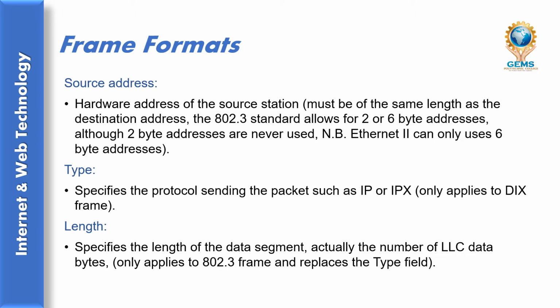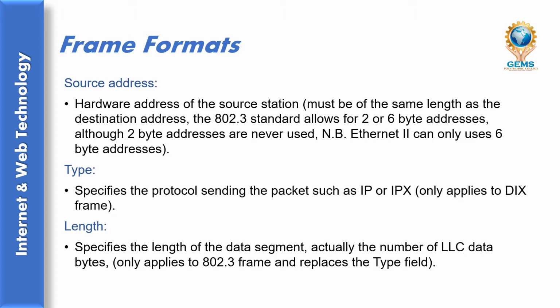Source address, that is also the hardware address of the source station. This must be the same length as the destination address. The 802.3 standard allows for 2 or 6 byte addresses, although 2 byte addresses are never used. But Ethernet 2 can only use a 6 byte address, so the old DIX Ethernet can use only 6 byte addresses.